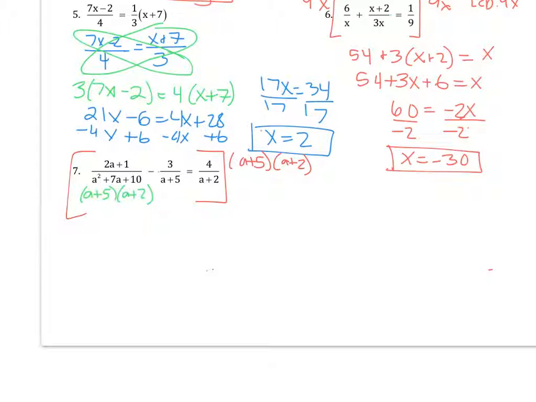So for my first term, both parts in the denominator cancel, and I'm just left with 2a plus 1. For the second term, the a plus 5's cancel, but I'm left with the a plus 2 group. And for the third term, the a plus 2's cancel, and I'm left with 4 times a plus 5. Again, now that I've cleared out the fractions, this is a much simpler problem, so I'm just going to go ahead and distribute.